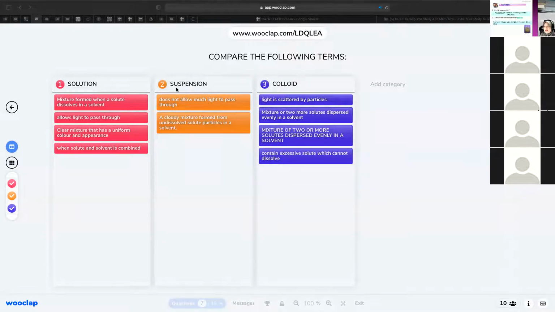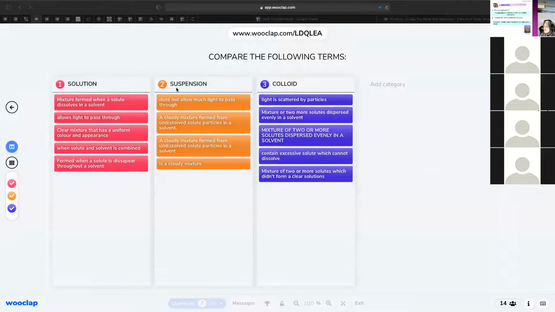Okay, a cloudy mixture formed from undissolved solute particles in a solvent. Yes, very good. Colloid is light scattered by particles. A mixture of two or more solutes dispersed evenly in a solvent. A cloudy mixture, okay, does not allow much light to pass through.